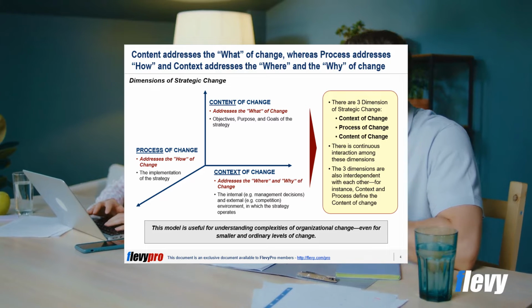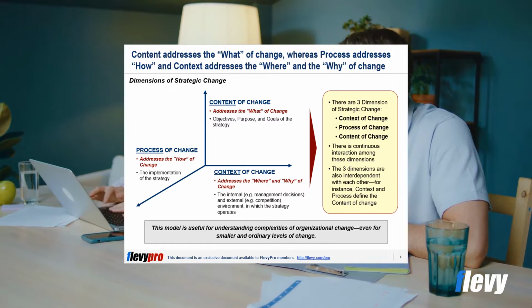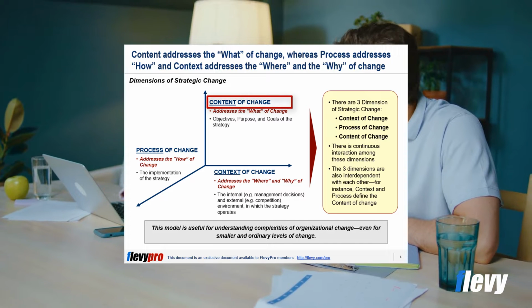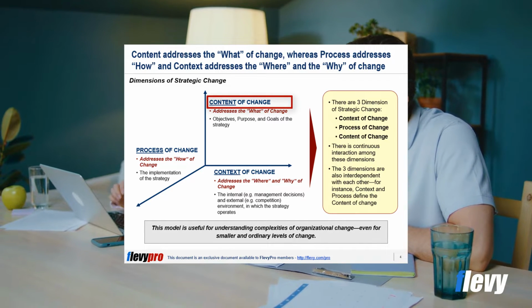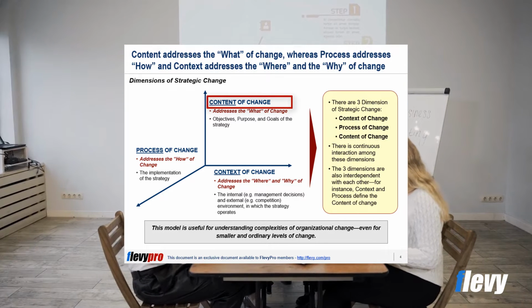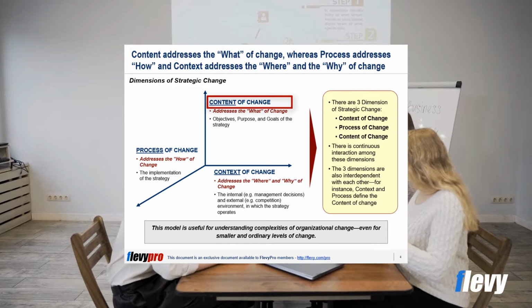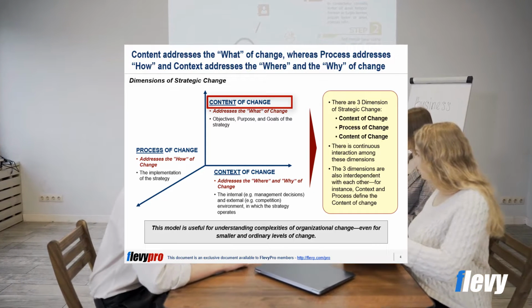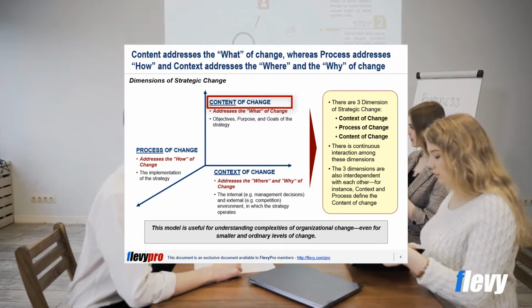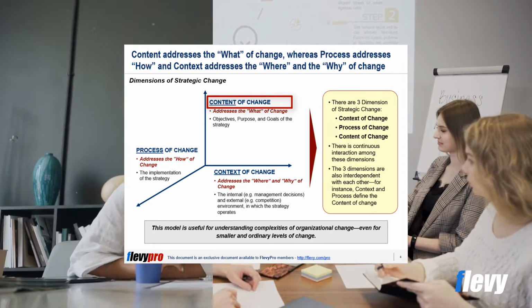Now, let's delve a bit deeper into these dimensions. The first dimension of strategic change is content of change. Content of change focuses on objectives, purposes, and goals of the strategy. Change as content looks at organizational parameters before and after an event in the life of the organization. Here, we try to understand what the possible antecedents and consequences of the change could have been.